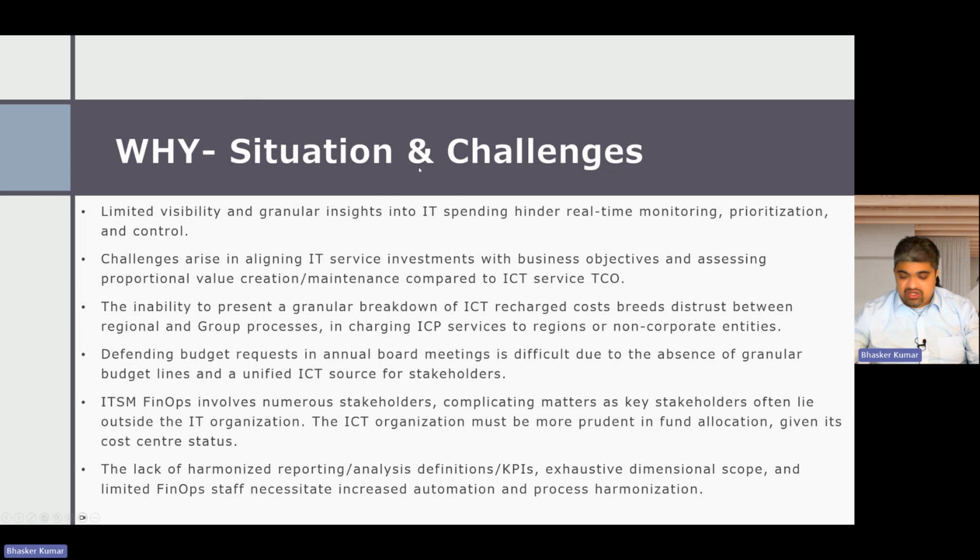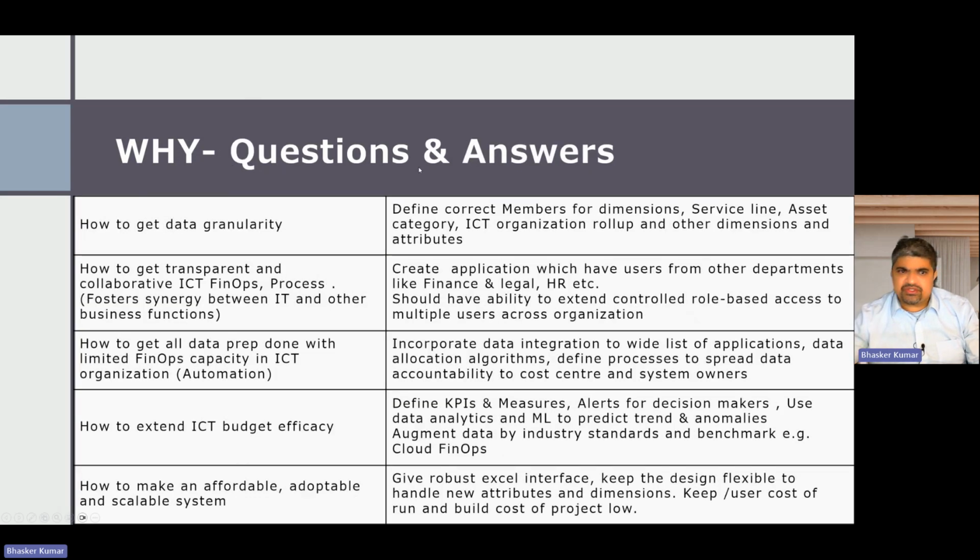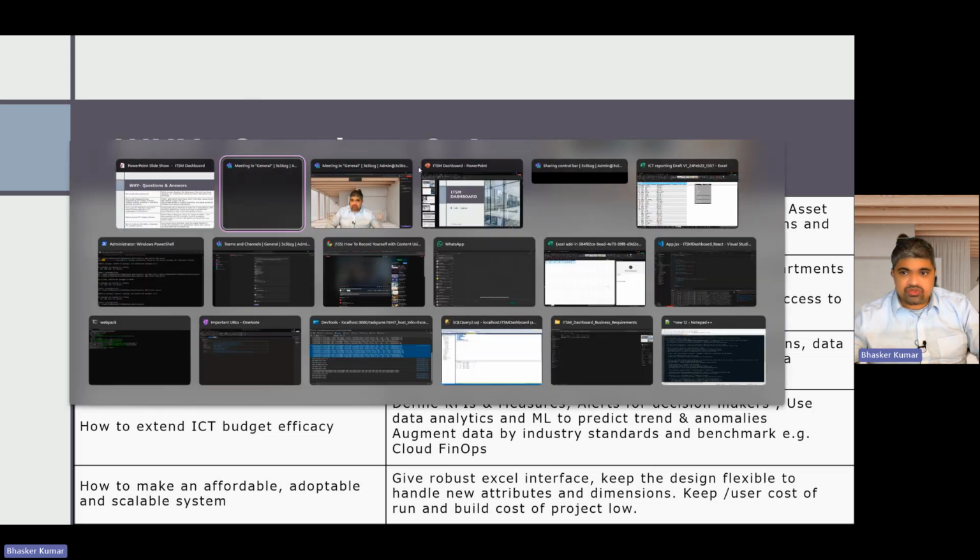So now if we look at the crisp questions: how do you get data granularity? You can get data granularity if you have a lot of dimensions, a lot of attributes at which you are trying to capture the data. If you capture the data at a certain granularity, then only do you have reliable granularity to report back on. So I would like to show you the costing model at this point of time.